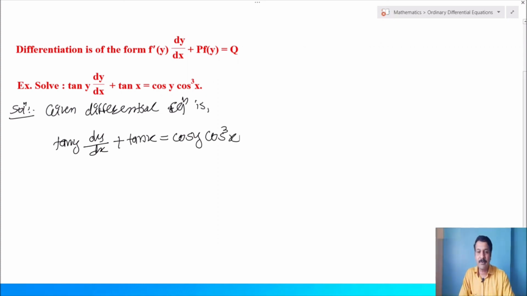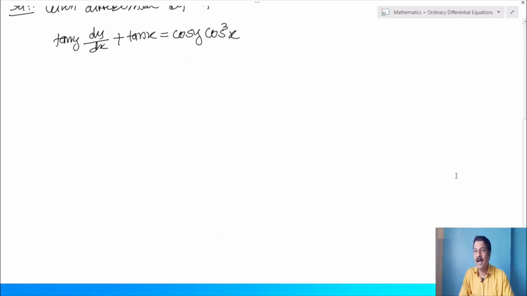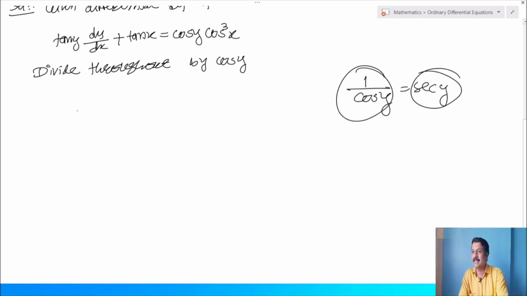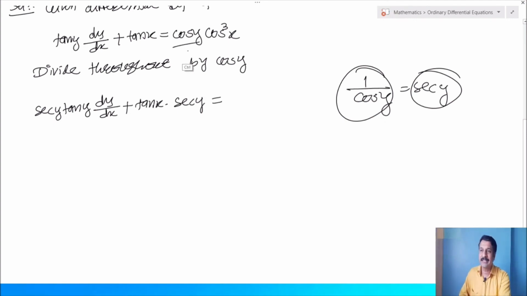So here there is a function of y additionally on the right hand side, so divide throughout by cos y. So I am getting tan y by cos y. Note that 1 by cos y is nothing but sec y. Means when we divide by cos, it means multiplication with sec. So that is why I am getting here sec y into tan y dy by dx plus tan x into sec y equal to, when we divide by cos, that cancels, so I am getting here cos cube x.